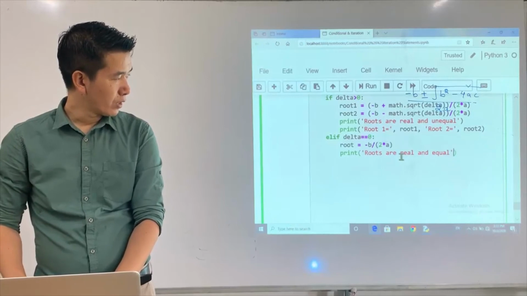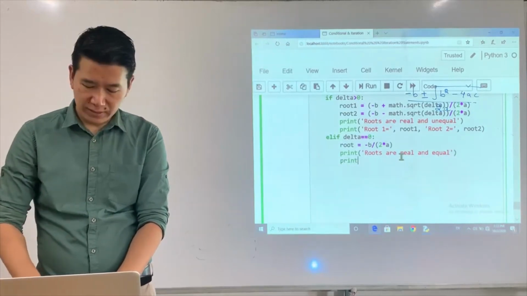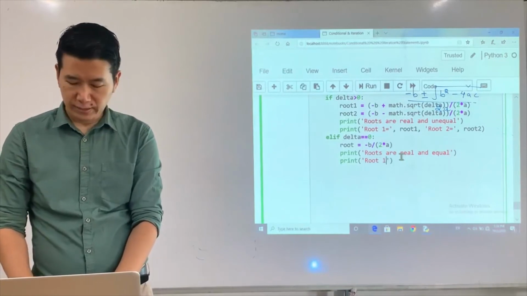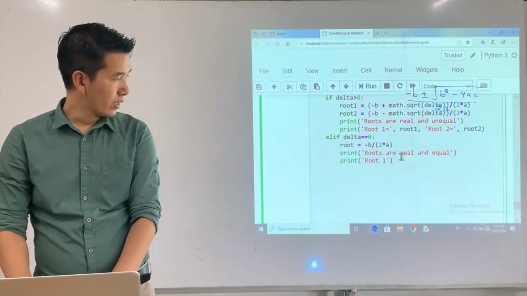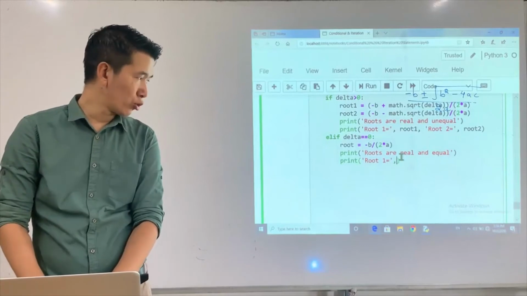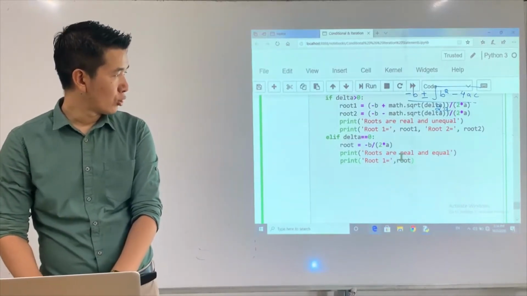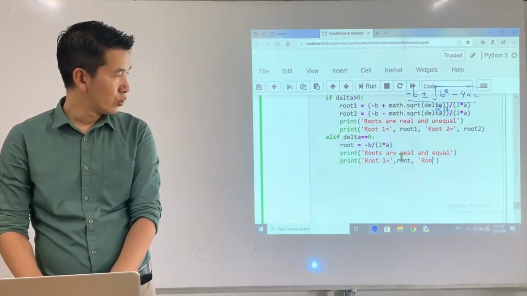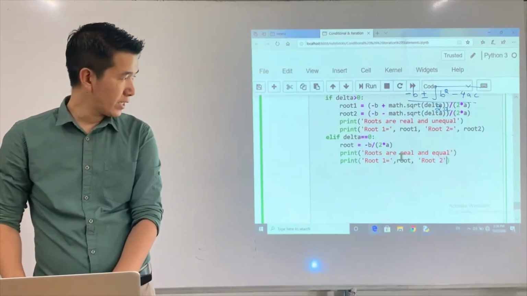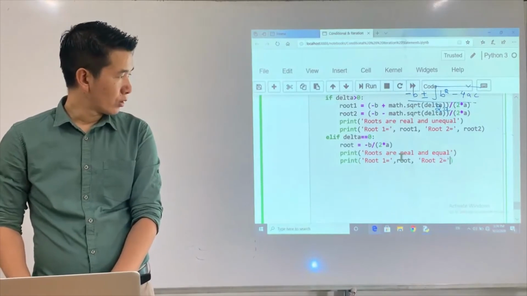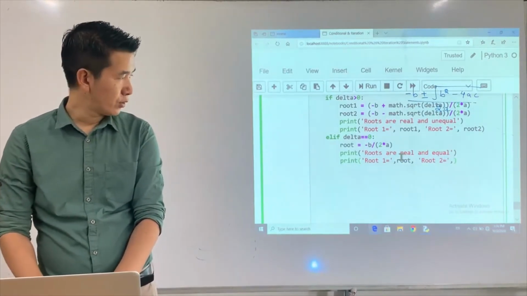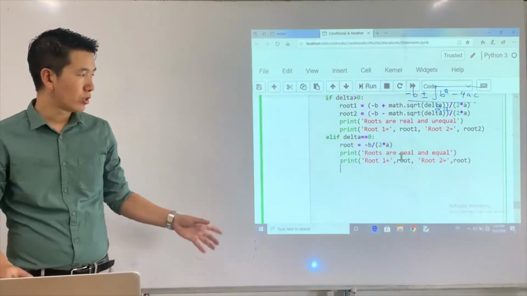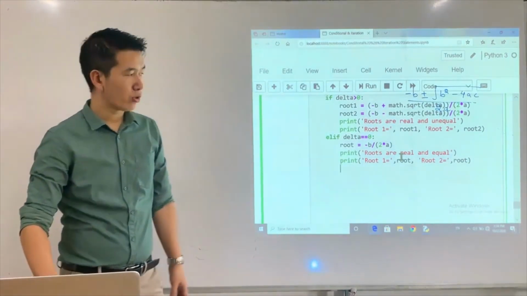Equal. And then you have print root 1 is equal to, so both roots will be equal, right? So you have root and then you have root 2 is again equal to root, right? So it's simple, right? So this is the second possible combination.